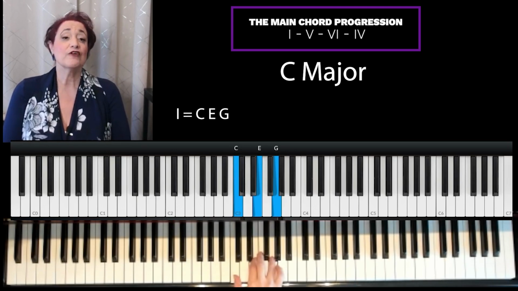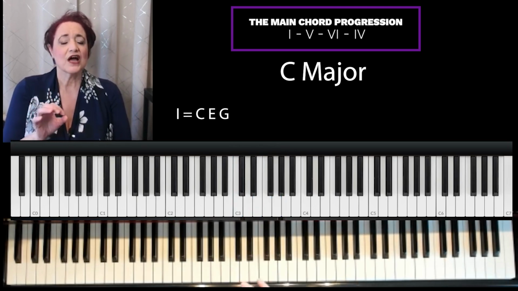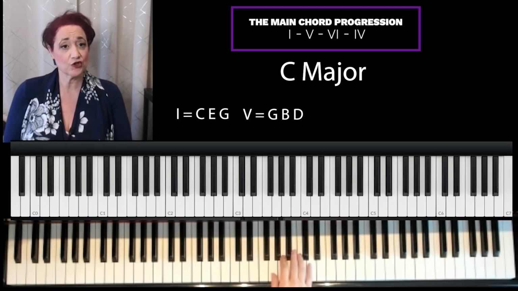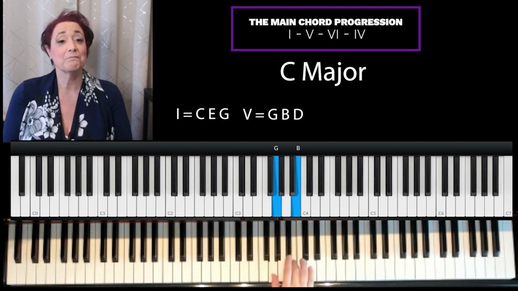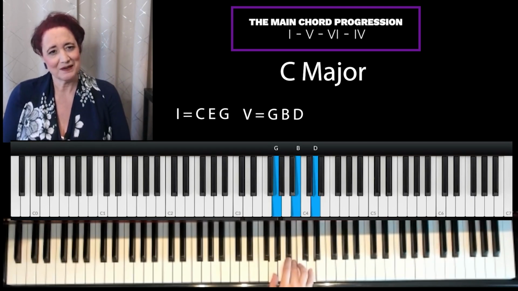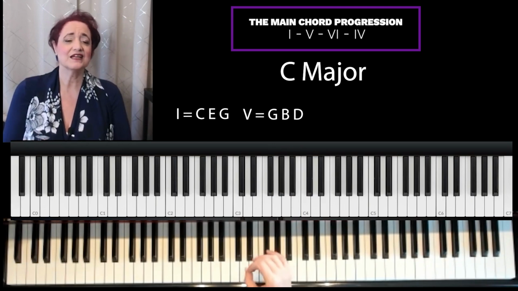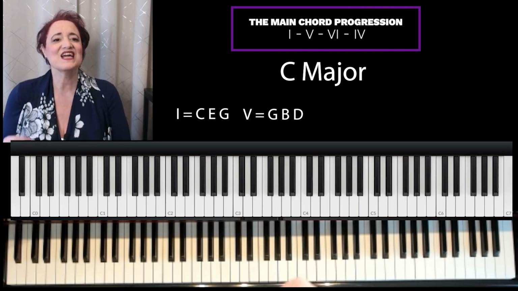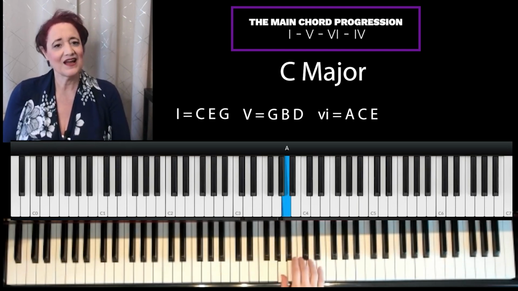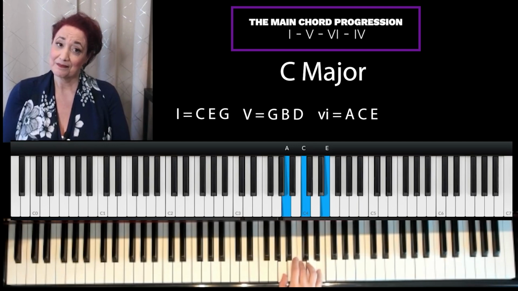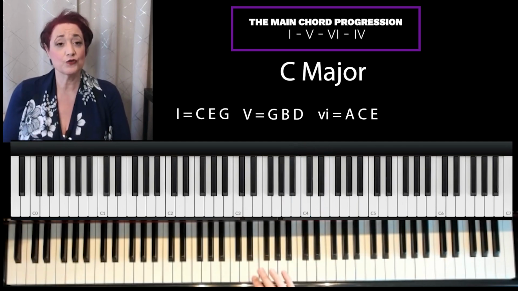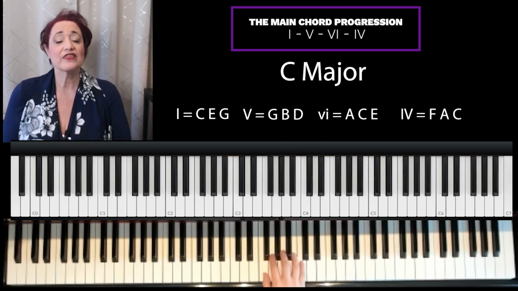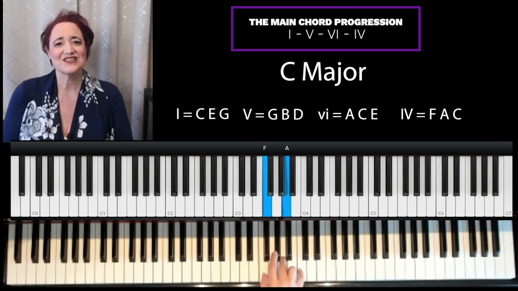Now the 5 chord is the triad that's built on the 5th degree of the scale, and that is a G major chord. So that would be G, B, D. The 6th chord is the triad that's built on the 6th degree of the scale, and so that is an A minor chord, and that is A, C, and E. And then finally, the 4 chord, which is built on the 4th degree of the scale, is F major. So that is F, A, C.